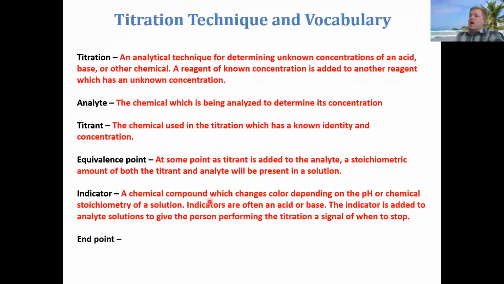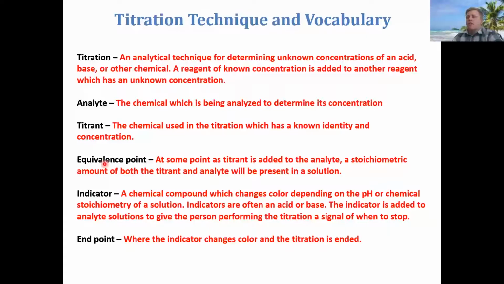The indicators are often an acid or a base, especially when you're doing an acid-base titration, but it can really be anything that changes color at a certain stoichiometric point. The indicator is added to any analyte solution to give the person performing the titration a signal of when to stop. The end point is related to the indicator in that the end point is where the indicator changes color and the titration is ended. So a question I have for you is, are the end point and equivalence point the same thing? The answer is usually not.